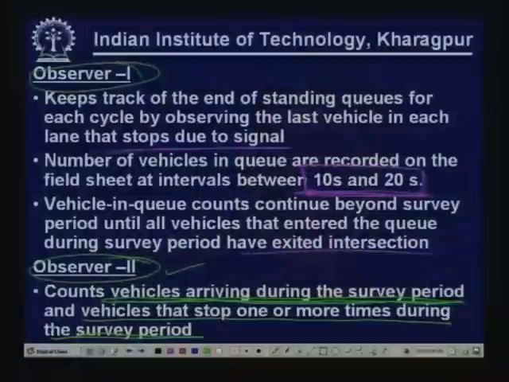Now, it is worthwhile to mention that even if a vehicle stops more than once, that same vehicle will be counted only once. I repeat, if a vehicle stops more than once, it will be counted only once. It is not how many times vehicles are stopping; what we are trying to count is how many vehicles are stopping, not how many times. Whether a vehicle stops one time or 3 times, it is a single vehicle which is stopping, and that much is necessary.